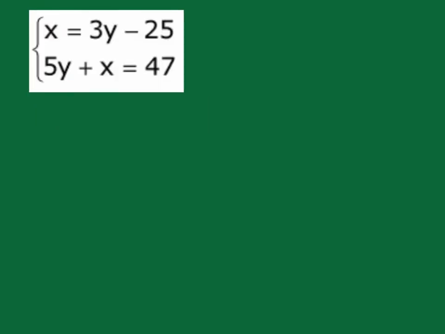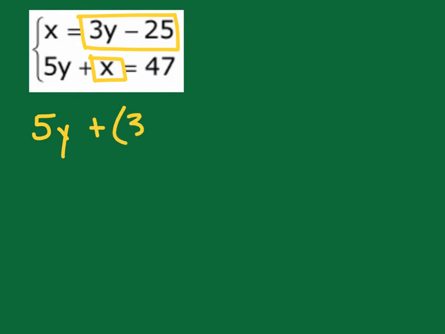Next up, for our third problem here, again, step 1, solve one equation for one variable. It's already done for us. X is isolated in the first equation. So we're going to take 3y minus 25 and plug it in for x. So we have 5y plus.